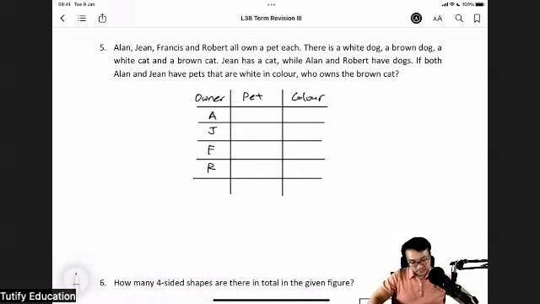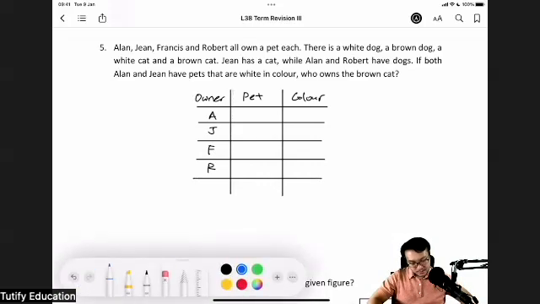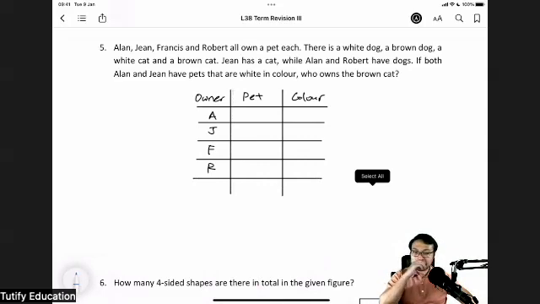Okay, so students, this question is asking who owns the brown cat? Now, in order to resolve the question, you need to organize your information properly. Okay? Just simply reading it may or may not work. So it's best to organize the information so that you can be 100% sure that you have the correct answer.